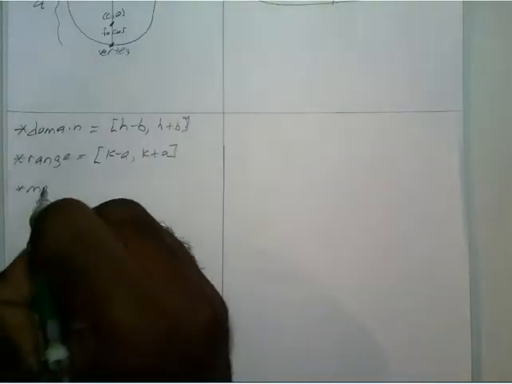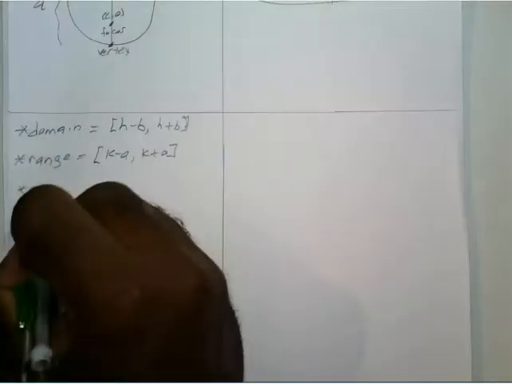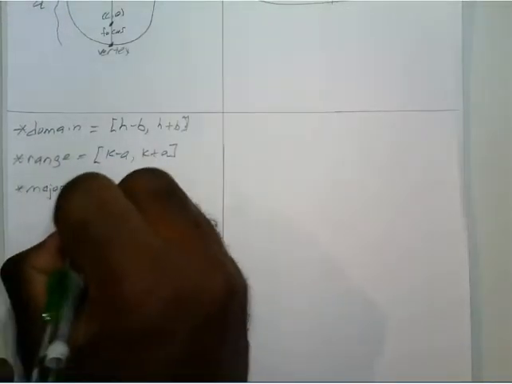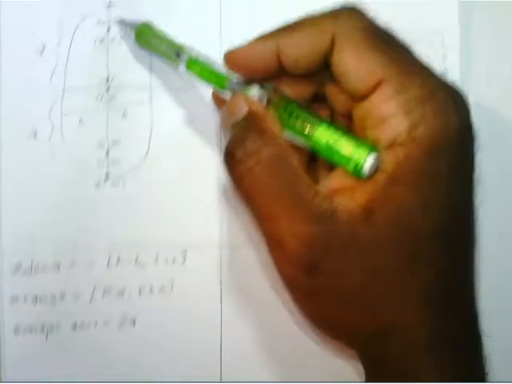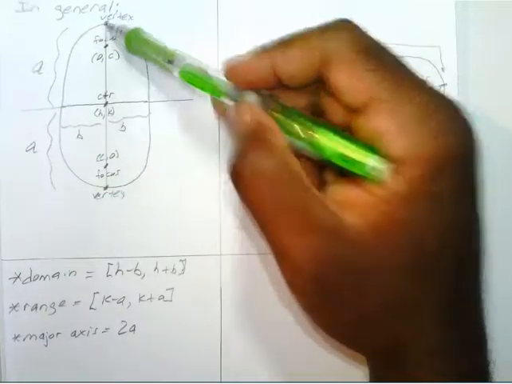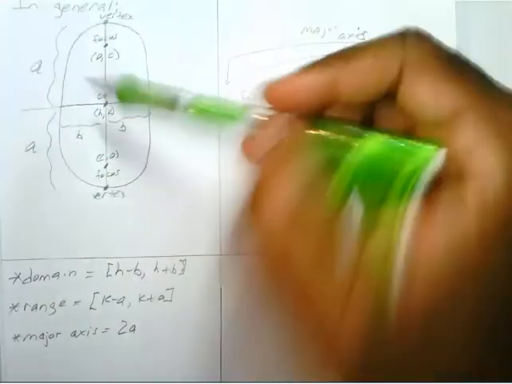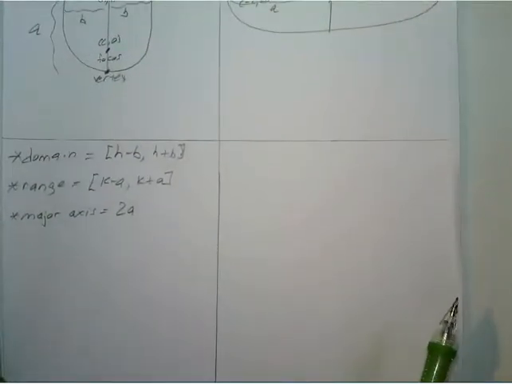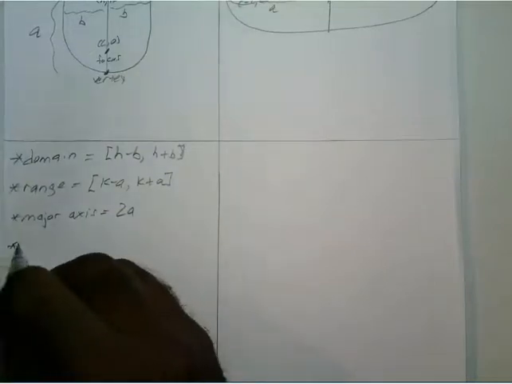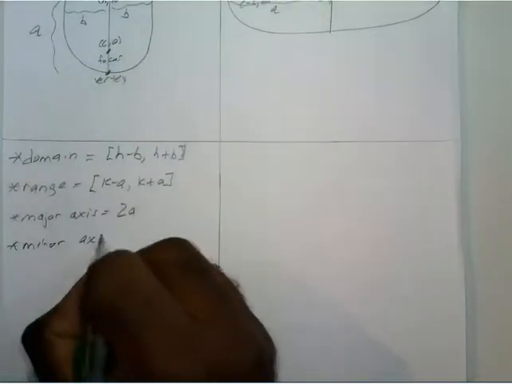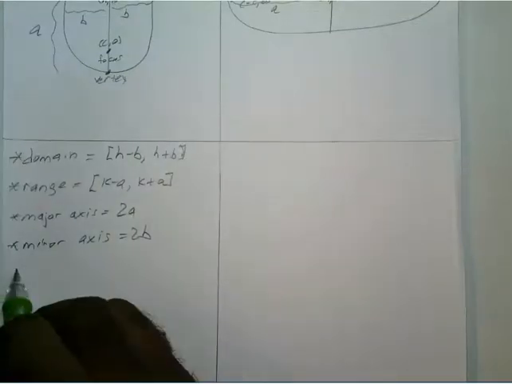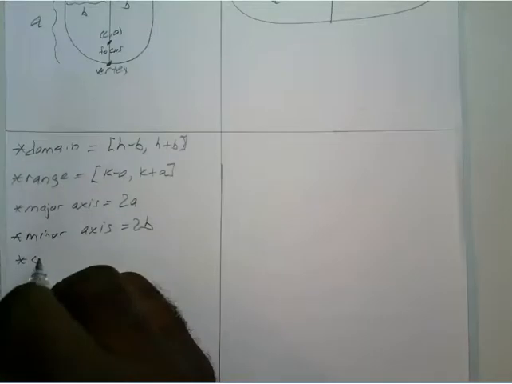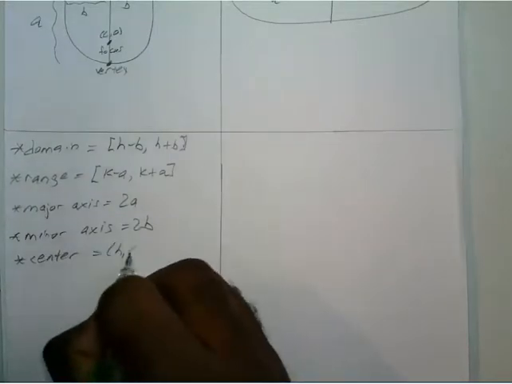Now your major axis will equal 2a. Because remember, your major axis is from the vertex to the center, and the vertex to the center, that's a plus a, so you have 2a. All right, now your minor axis is 2b. Okay. Now we already know that your center is (h, k).